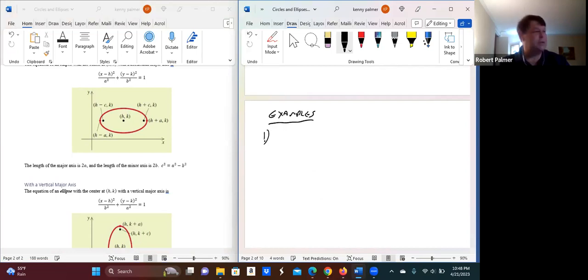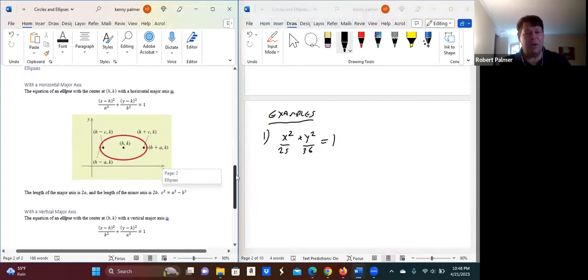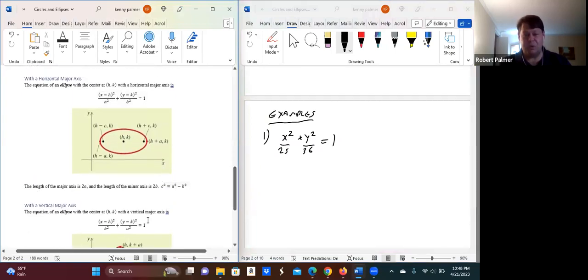Okay, let's do a basic one. Number one, we have x squared over 25 plus y squared over 36 is equal to 1. Now, I want to make it look like these equations, either this one or this one. So let's write each of these denominators as something squared.